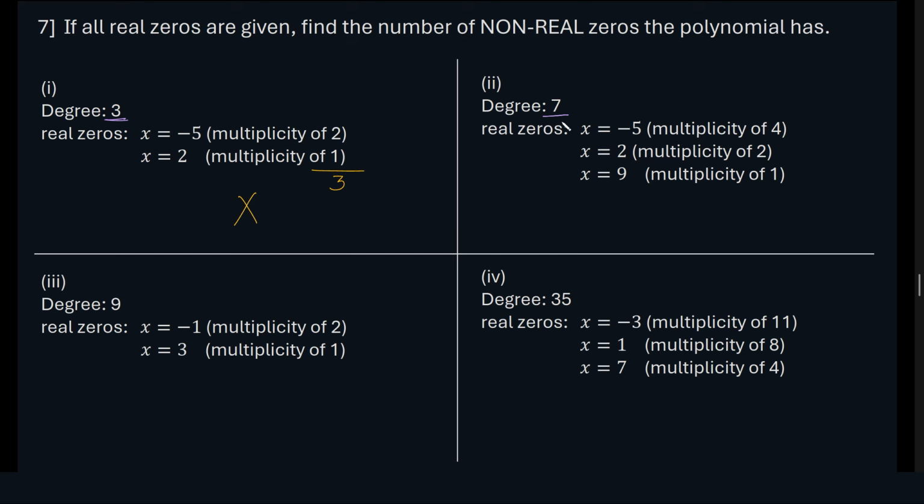Next, the degree is given as 7. Again, the multiplicities add up to 7, so we do not have any non-real zeros. In the third question, the degree is 9. Addition of the multiplicities is just 3. That means this time we have 6 non-real zeros. That way, the total becomes 9. And in the last question, the degree is 35. Adding the multiplicities, we get 23. That means here we have 12 non-real zeros. That way, the total becomes 35.